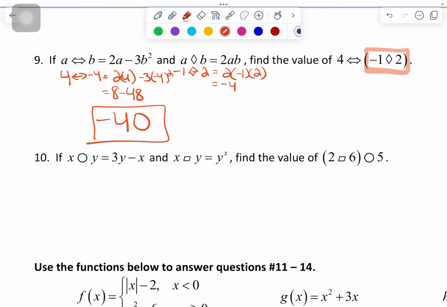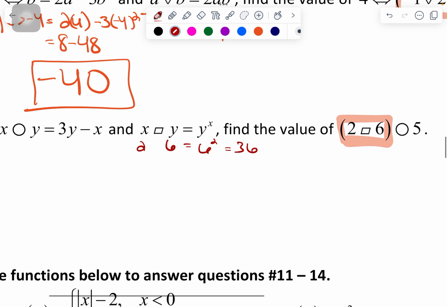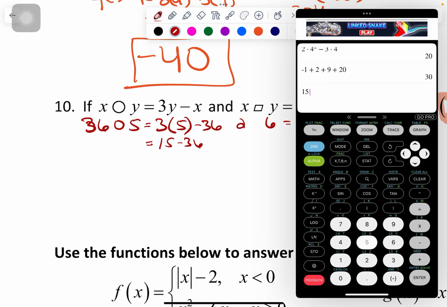All right, so then I want to do the next one. I've got to start with the little rhombus-looking operation, and that's going to be 2 and then 6. So this is 6 squared, which is 36. Then I'm going to do 36 circle 5. So 3 times 5 minus 36. So 15 minus 36. I don't feel like thinking. So 15 minus 36, I got negative 21 here.